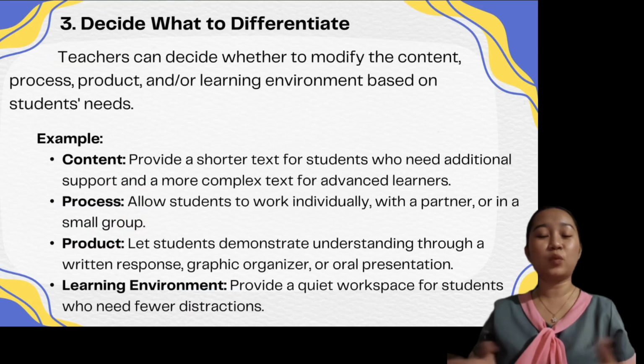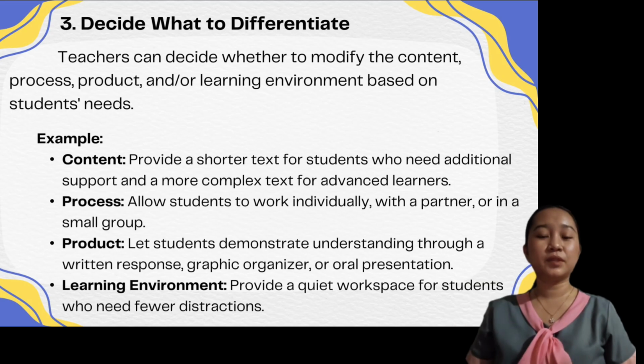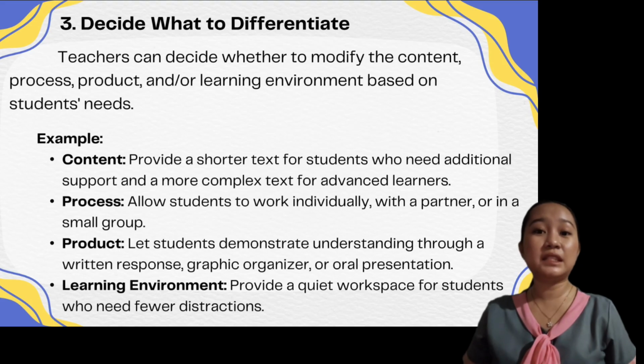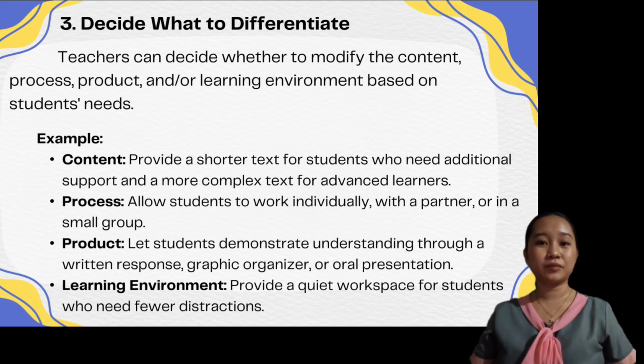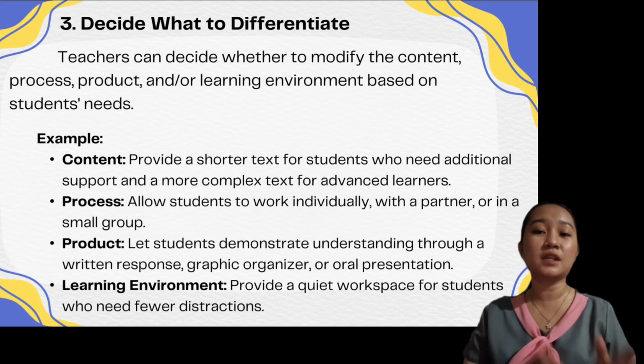Third step is to decide what to differentiate. The teacher determines whether to modify the content, the process, the product, and the learning environment. Just like for content, the teacher can provide text with different levels of complexity. For process, students can work independently, with a partner, or in a small group.